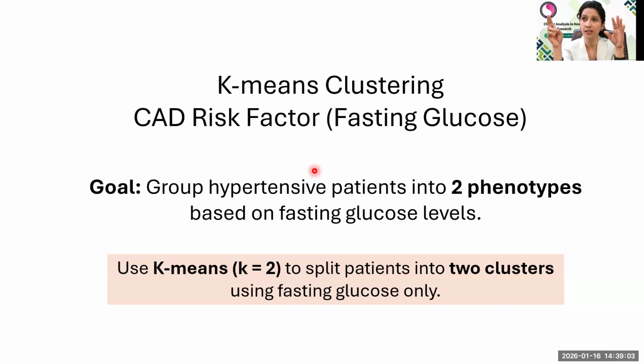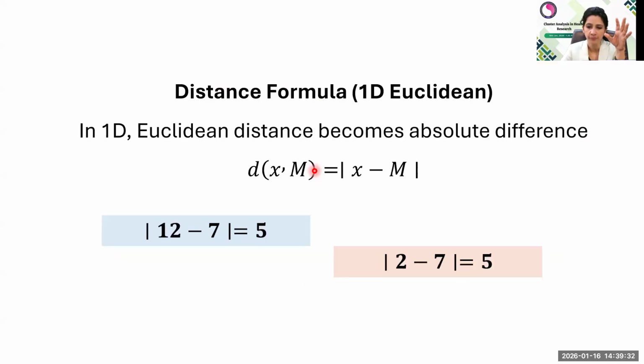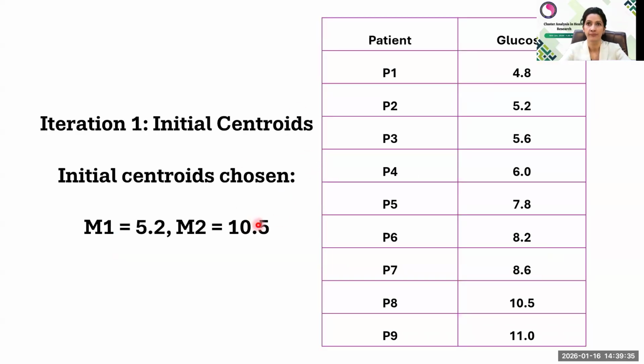Those two clusters I will use here just to check whether there is a clear-cut partitioning or not. That's why I have written here that I want to group these hypertensive patients into two phenotypes based on blood glucose level. So since the beginning I have decided on two clusters. That's why I have taken two centroids. Centroid means 2 points from where I will calculate the distance. The first point I have taken as 5.2 and the second point as 10.5.